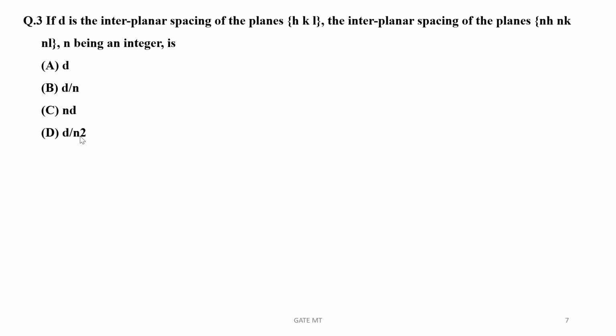So for a cubic system, the interplanar spacing equation is given by D is equal to A by root of h square plus k square plus L square. In the same equation, suppose instead of HKL, we are substituting NH, NK, NL. What will be the answer? That is the condensed form of this question. Can anybody solve and tell me?